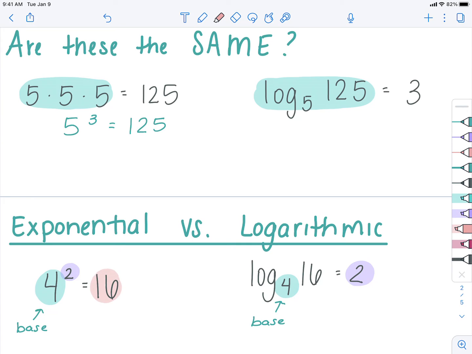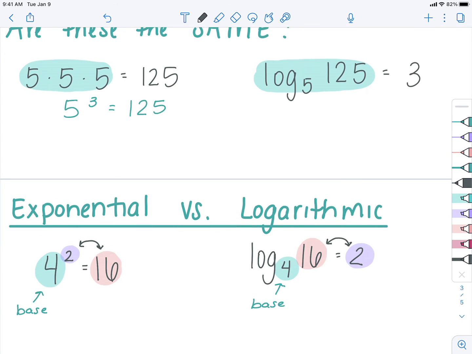And my answer in exponential form becomes the number I'm applying inside my log function. So when I'm switching from exponential form to log form, essentially all I'm really doing is taking these two pieces and switching their location when I have to rewrite them.